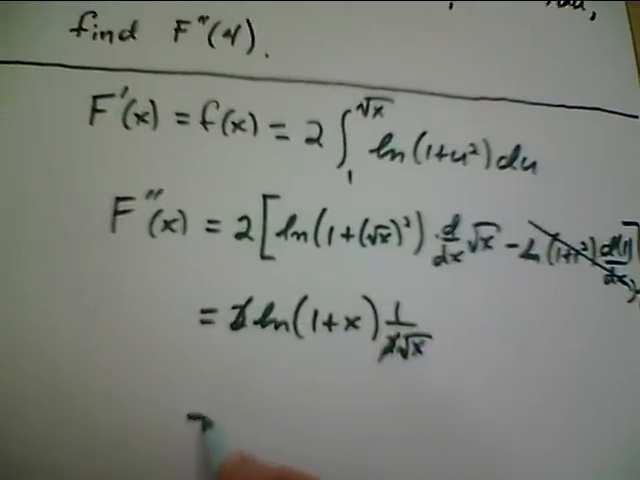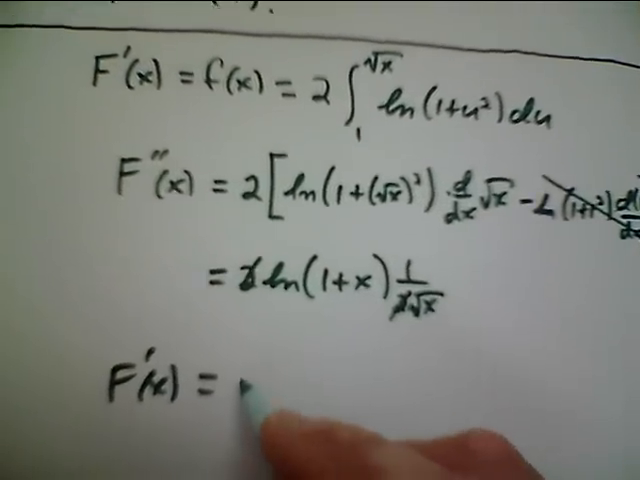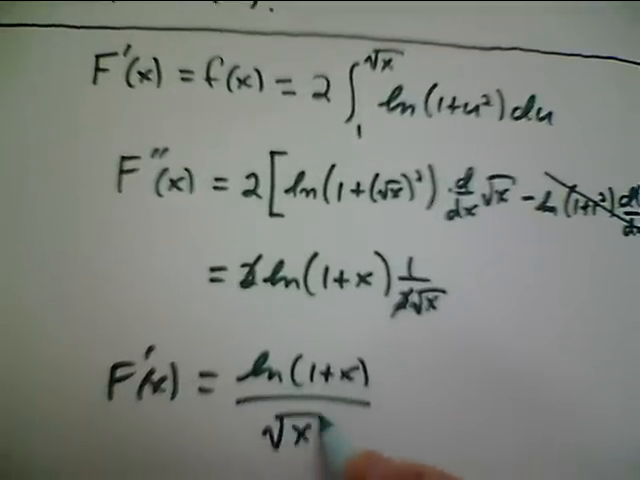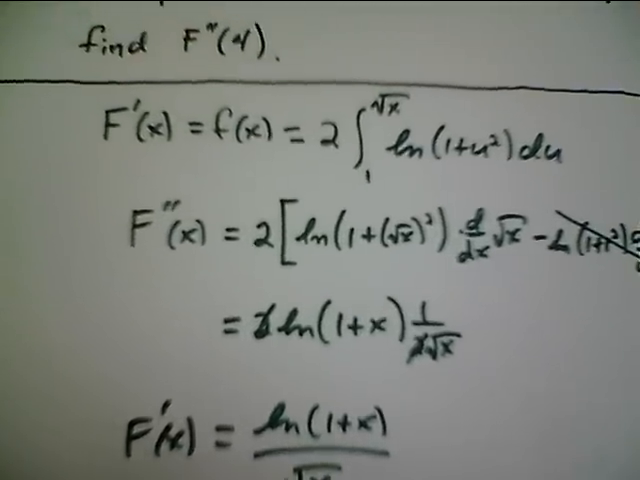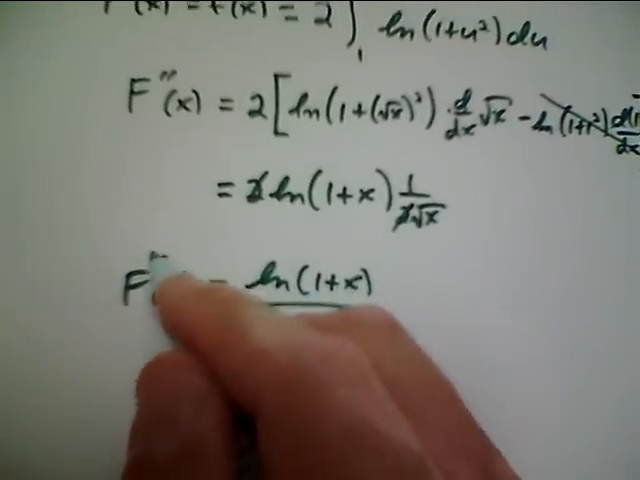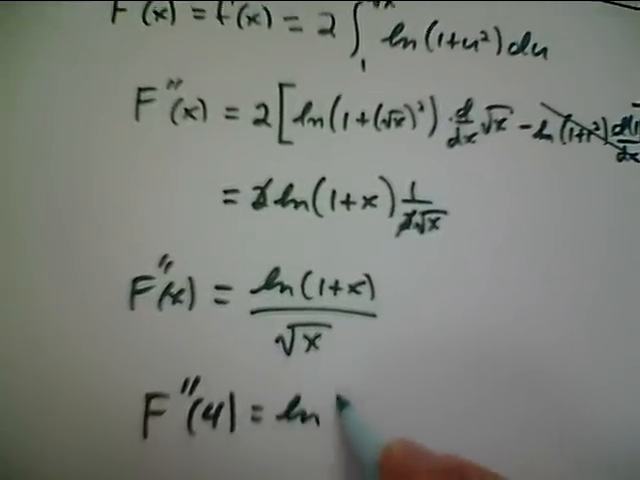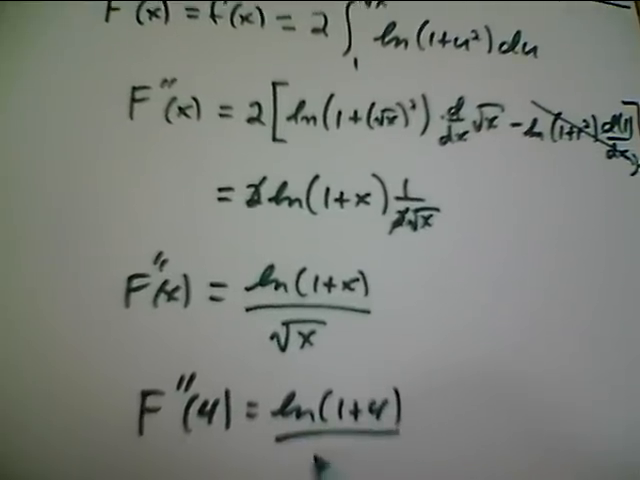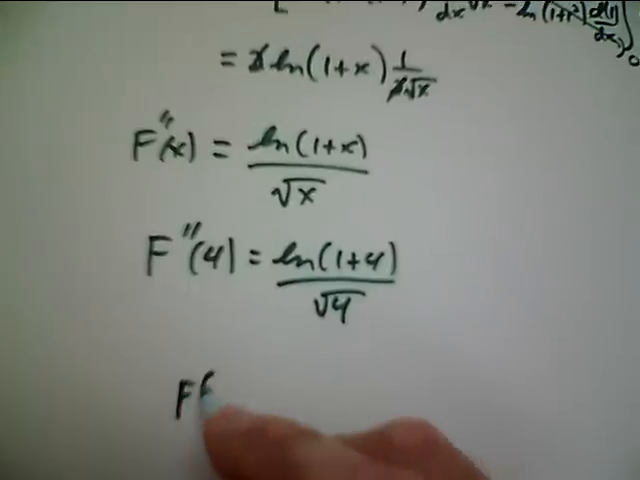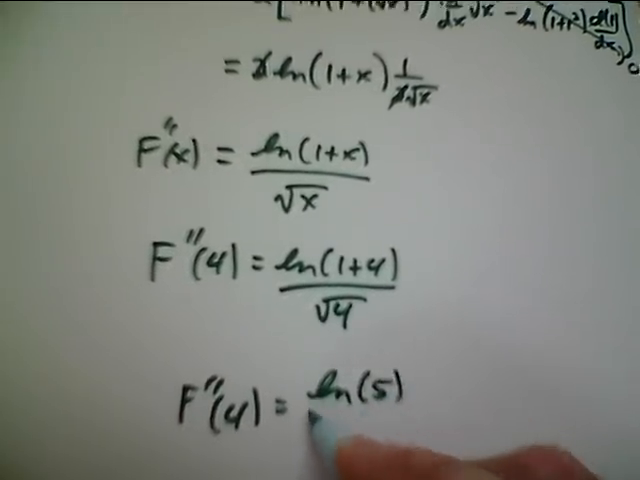The 2's cancel, and so I have F double prime of x is equal to the natural log of 1 plus x over the square root of x, and we were looking for F double prime of 4, so let's plug in. F double prime of 4 is the natural log of 1 plus 4 over the square root of 4, and that simplifies to F double prime of 4 equals the natural log of 5 over 2.